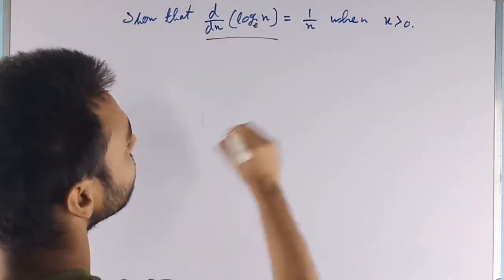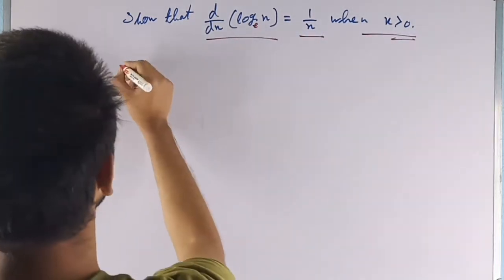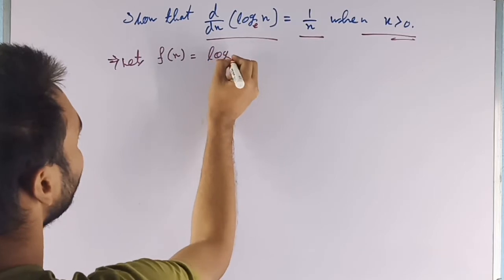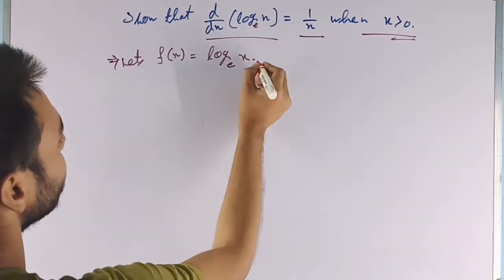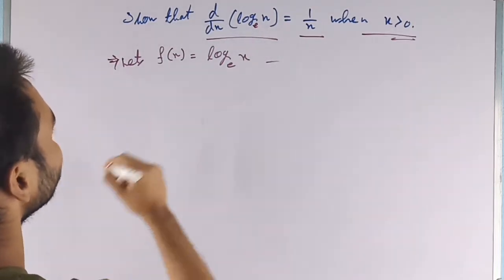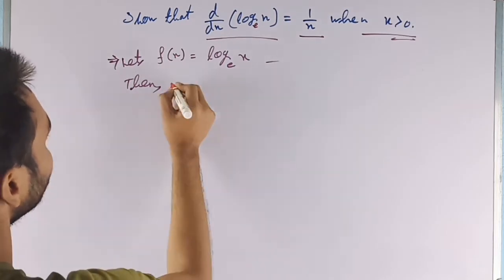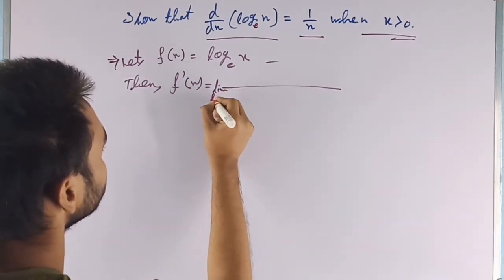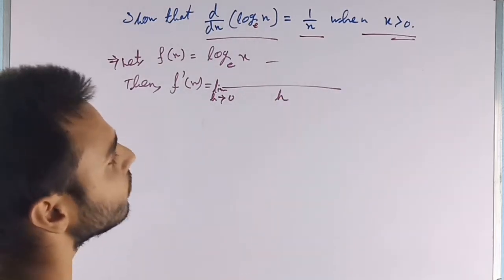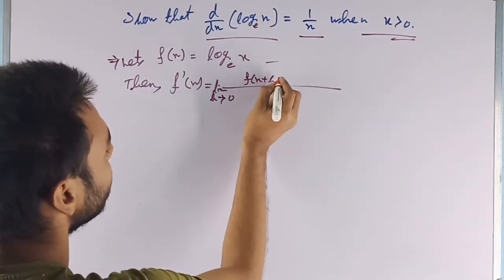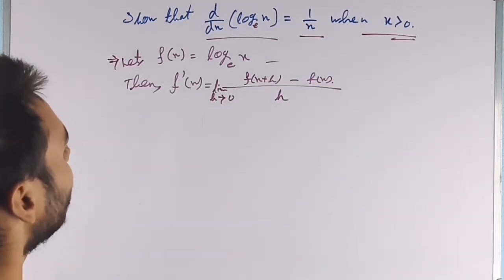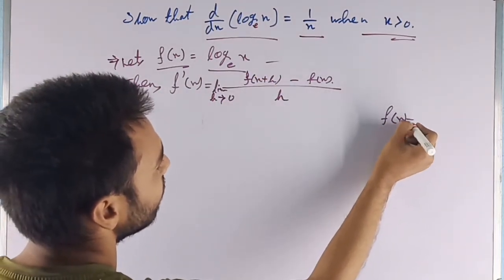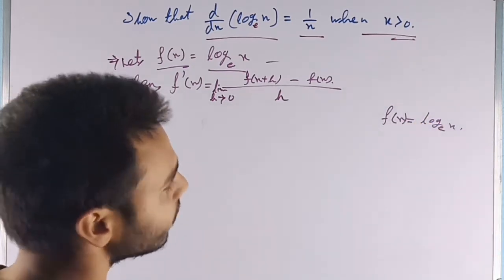Now, log of x is the main function of this topic. So let f of x equal log of x. Then f dash of x equals the limit as h tends to 0 of f of x plus h minus f of x, divided by h. Also, f of x equals log base e of x.